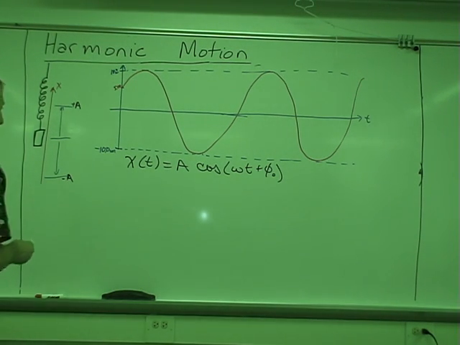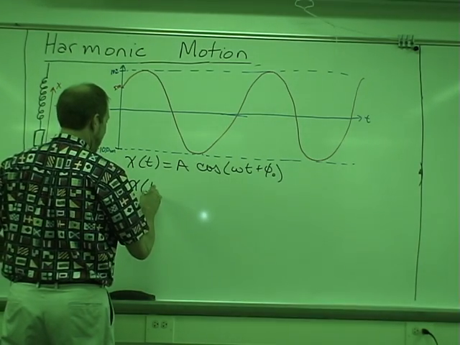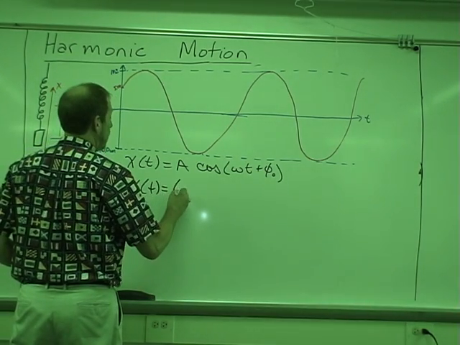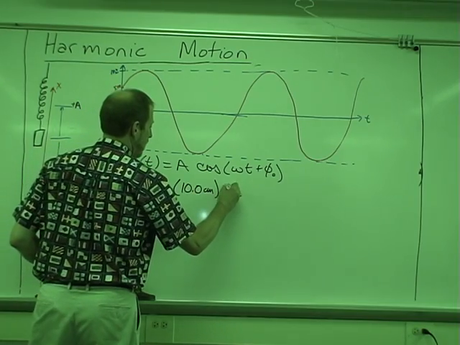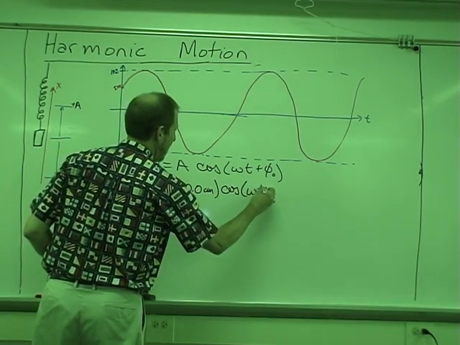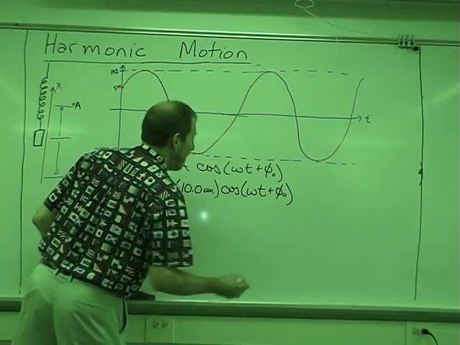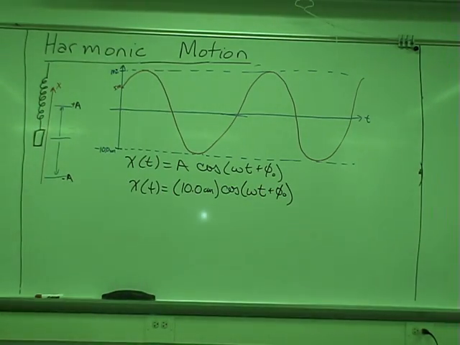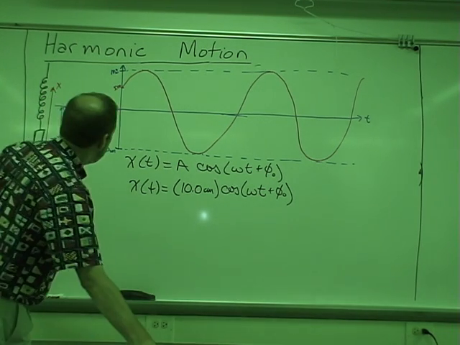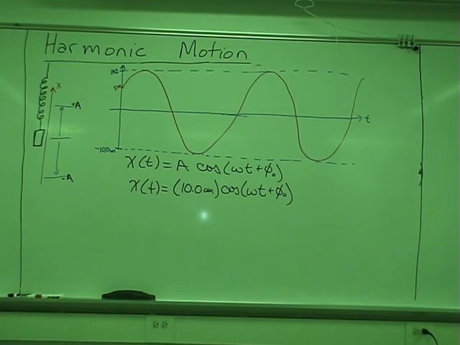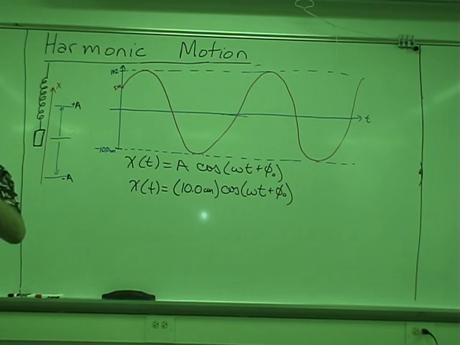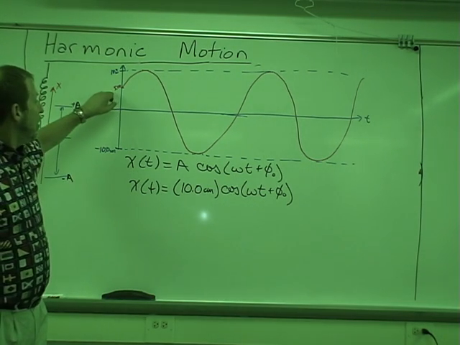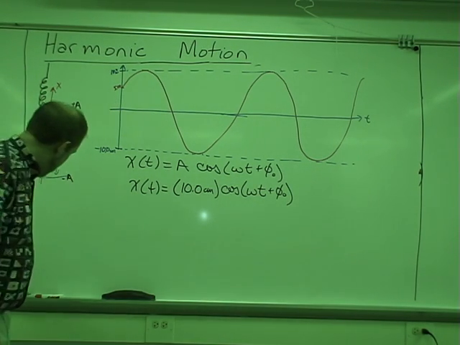Okay, I've already got one step. x as a function of t is equal to 10 centimeters times the cosine of omega t plus phi. Now, let's see, the next thing I want to do is find that phase constant. To find the phase constant, I look at what the equation is at 0.